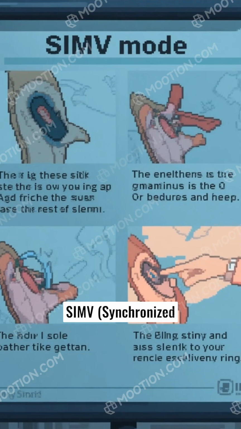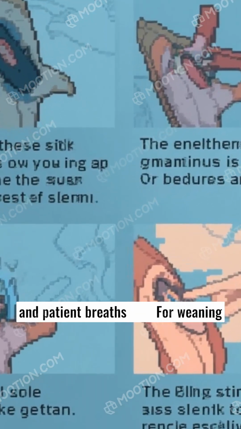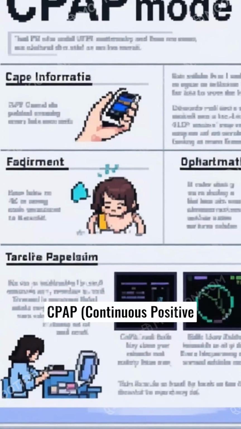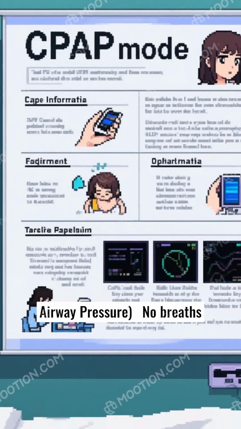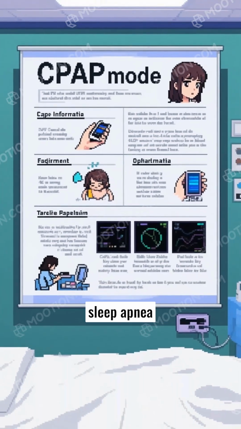SIMV, synchronized intermittent mandatory ventilation: mix of machine and patient breaths for weaning and recovery. CPAP, continuous positive airway pressure: no breaths given, just pressure support for mild breathing issues or sleep apnea.